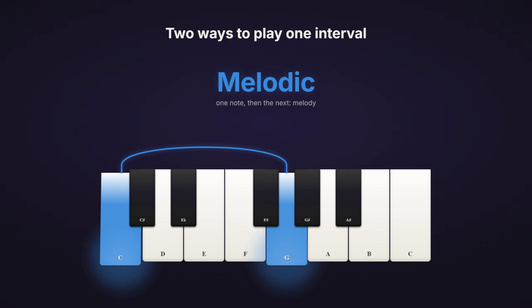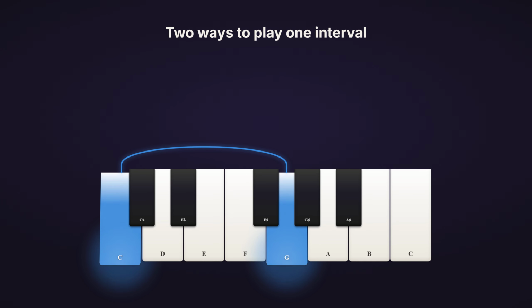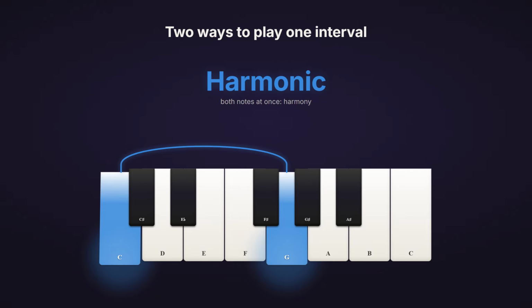Melodic, like melody. The second way is to play both notes at exactly the same time, pressed down together, the way a chord sounds when it rings out. When you play an interval like that, stacked at once, we call it a harmonic interval.